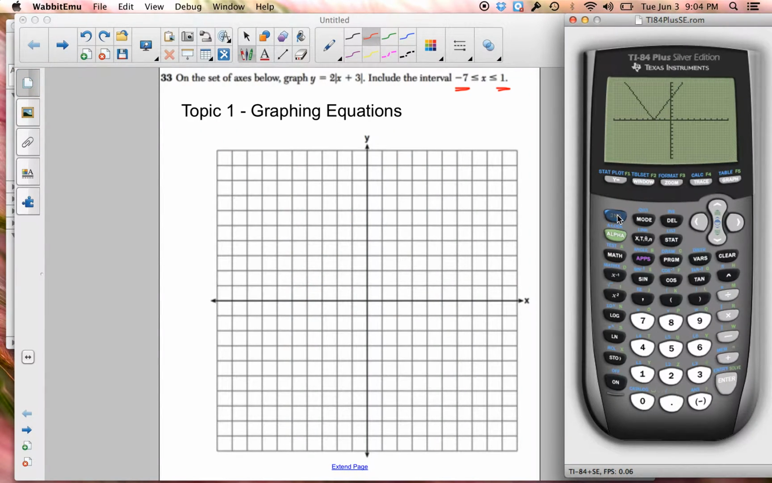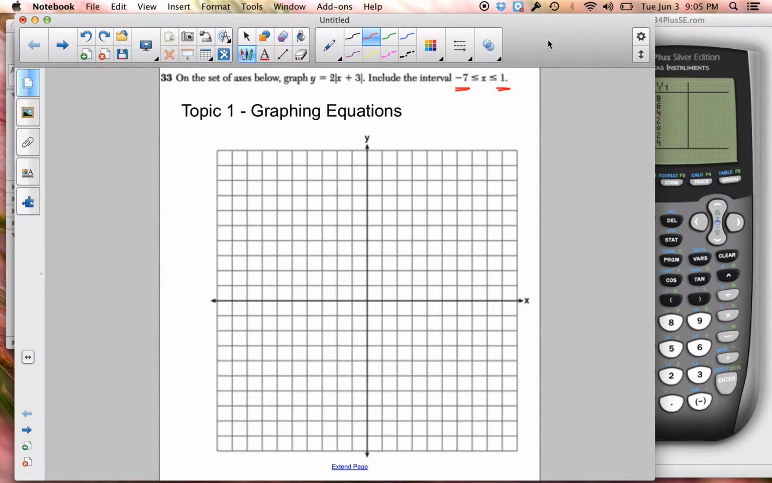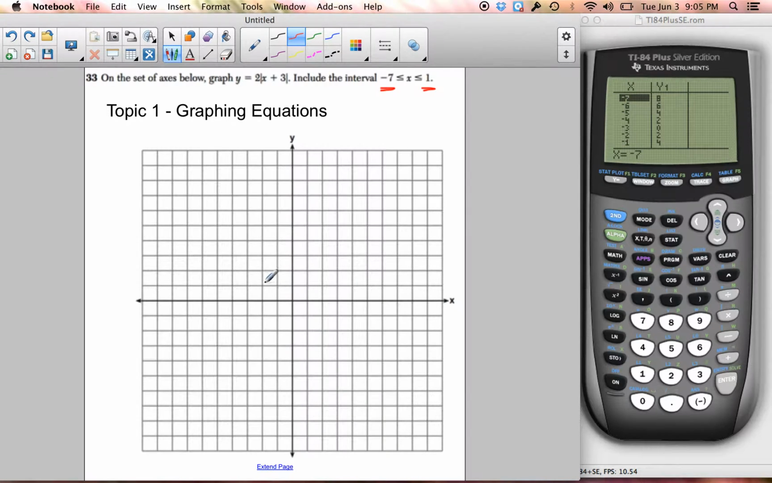So I'm going to go to my table to find the points, and I'm going to start at x is equal to -7. So you see I've got -7, and that's because I've got a graph in the interval of x is -7 to +1. So I'm going to start graphing points. So I can see my first point is going to be -7, 8. So I'm going to go 1, 2, 7, up 1, 2, 3, 4, 5, 6, 7, 8. So my first point, -7, 8.